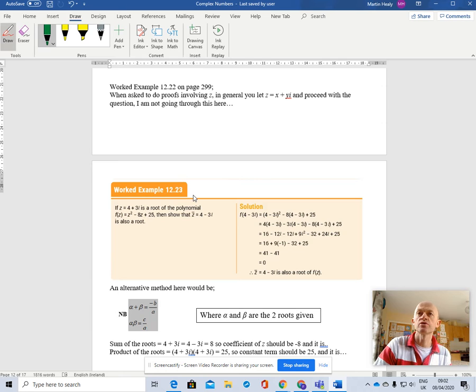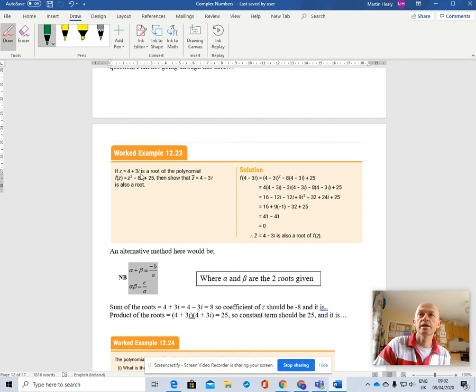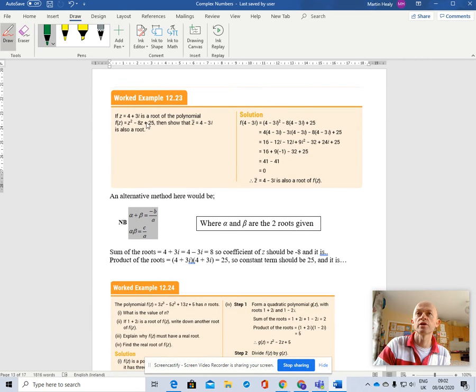Work example 12.23. It says here if z is equal to 4 plus 3i, show that the conjugate z bar, which is equal to 4 minus 3i, is also a root. So one method is you can sub it in, but the other method is you could take the two roots together, and knowing that the sum of the roots should equal minus 8 and the product of the roots should equal 25. So for example here, the two roots are 4 plus 3i and 4 minus 3i. And I see I have a little misprint here. So 4 plus 3i plus 4 minus 3i equals 8. And so the coefficient of z should be minus 8, and it is. And the product of the roots is equal to 25. And so therefore the constant term should be 25, and it is. That's just an alternative to that method there.